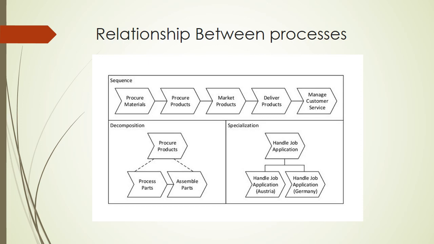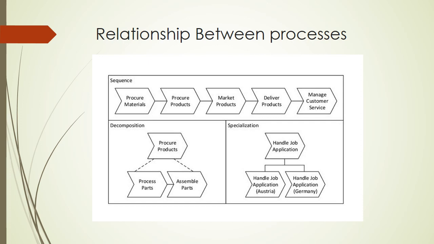Also in the example, it shows that the core processes are in a sequential relationship from procuring materials to produce products, market products, deliver products, and eventually manage customer service. The object that is passed between the sequential processes categorizes this relationship.